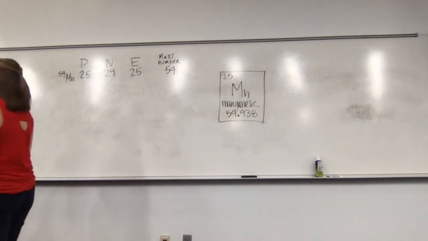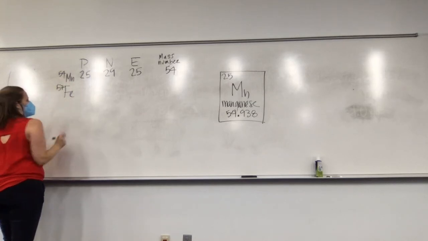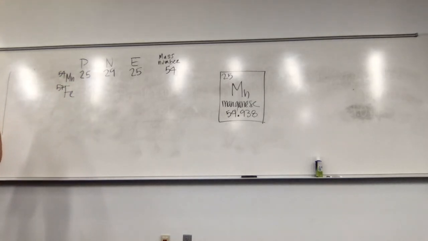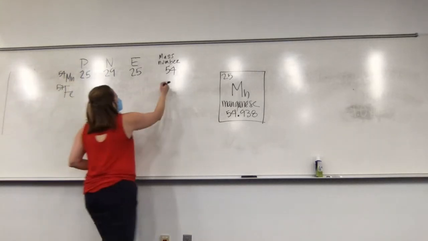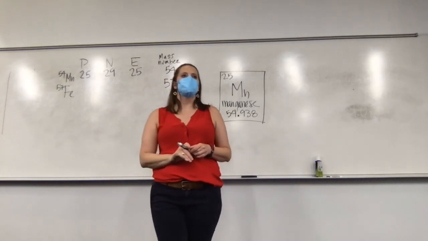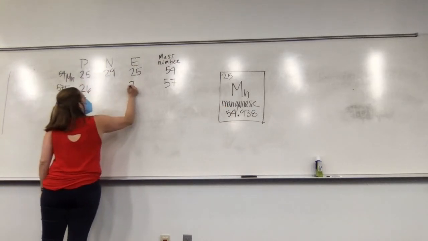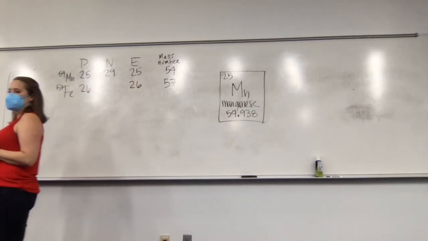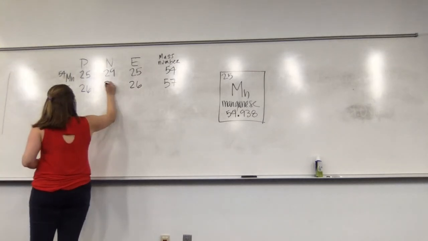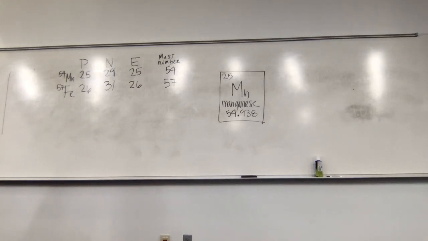So what about iron 57? What is the mass number? 57. How many electrons or protons? What about the number of neutrons? I think you guys said 31. What questions do we have about doing this for a neutral atom?